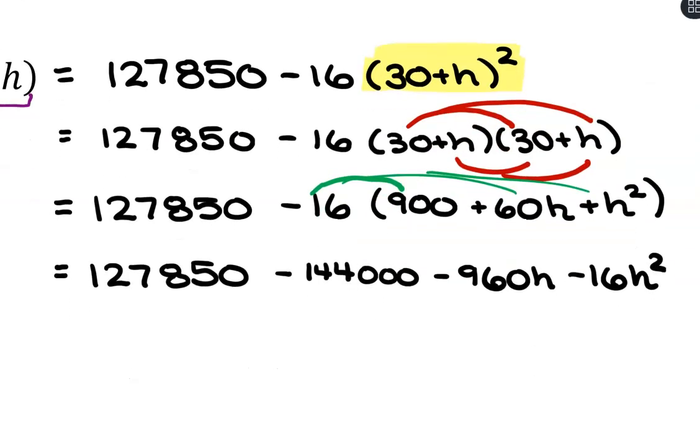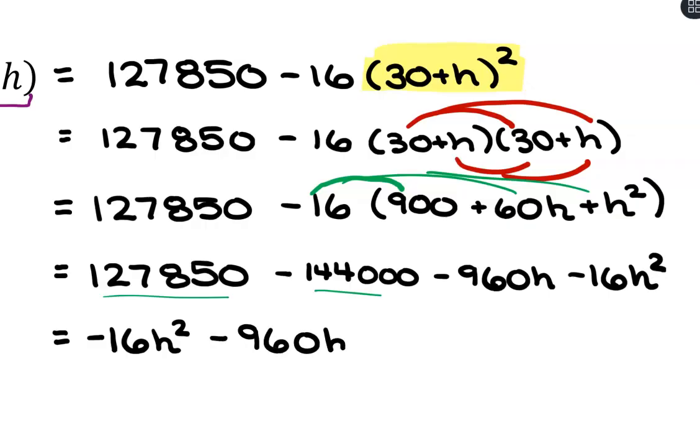And then my very last step is going to be to combine like terms. And I'm also going to rearrange this into standard form, which means I put my variable in descending order. This isn't required by any means, but it can help with organizing information. So negative 16h squared minus 960h. And then we'll have a plus 113,450 from combining those two values, which I had too many zeros there. I felt like something was wrong.